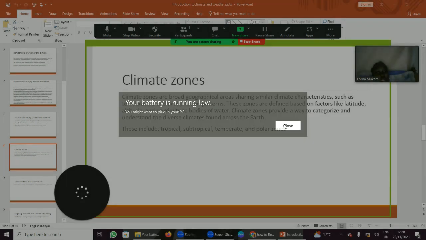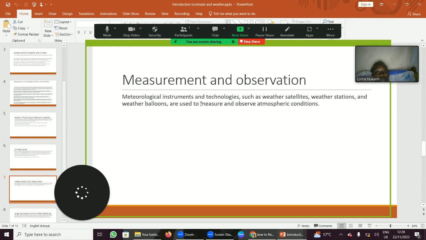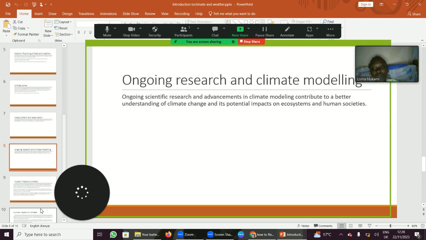Let us look at measurement and observation. Meteorological instruments such as weather satellites, weather stations, and weather balloons are used to measure and observe atmospheric conditions. Then we go on to ongoing research and climate modeling, where scientific research and advancement in climate modeling contribute to a better understanding of climate change and its impact.